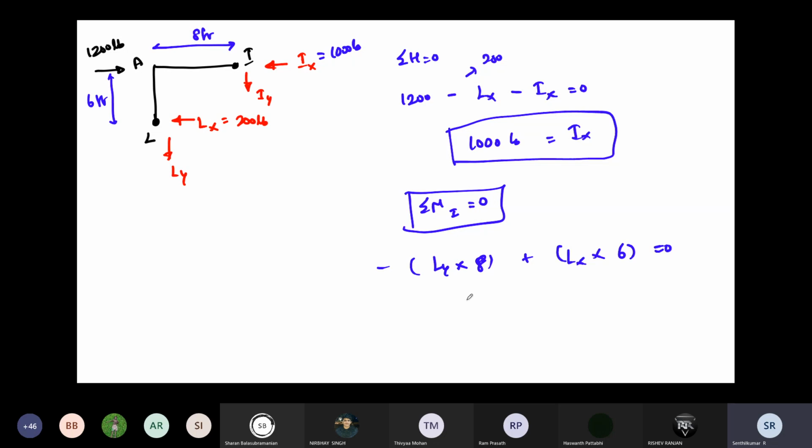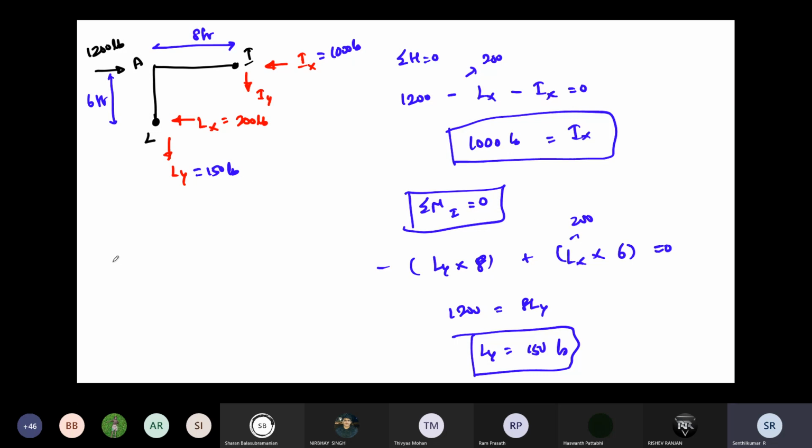So everything we have included, right? So what about your Lx value? Lx is 200. So what will be minus my Ly into 8, plus 1200? So Ly will become 1200 by 8. How much is it? It is coming around 150 LB. So this direction also, right? We just made it. Ly is 150 LB.